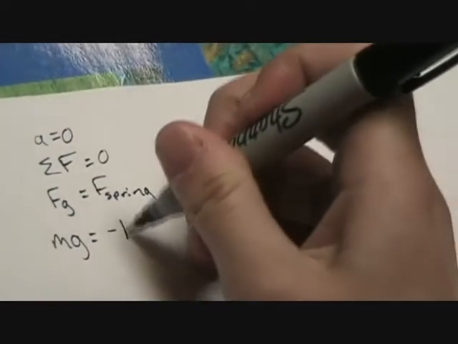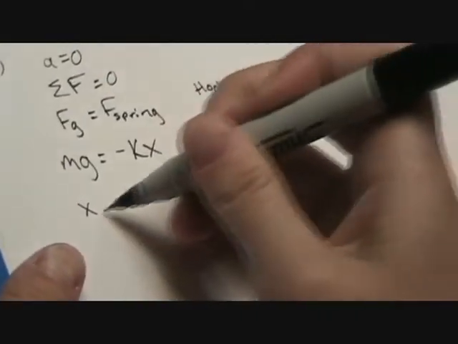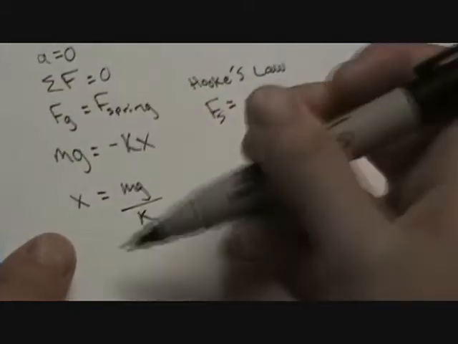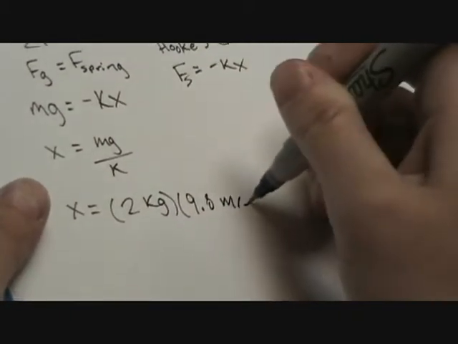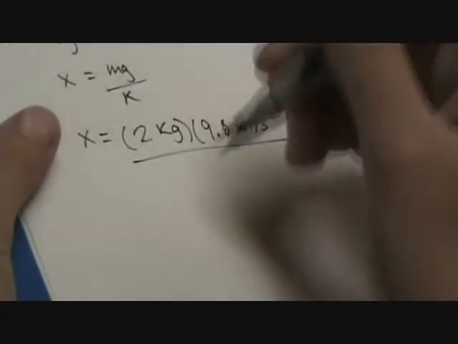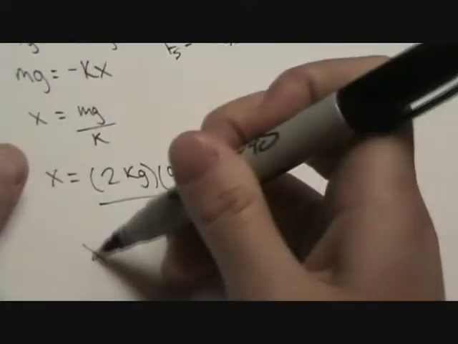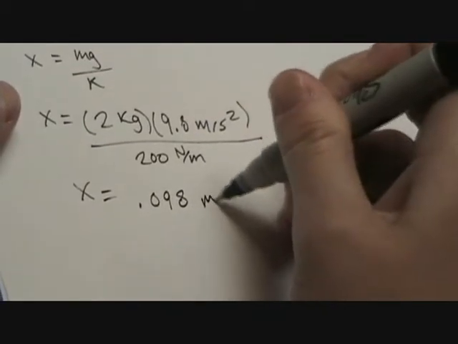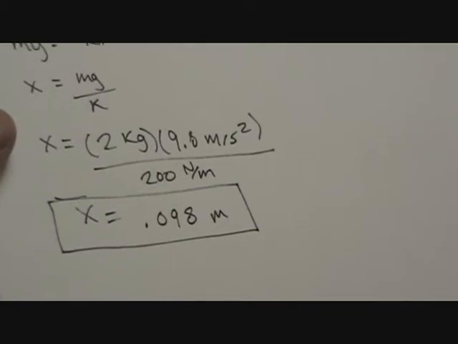So you set that equal, so mg equals kx. And then solve for x because we're solving for the distance when the velocity is maximum. So x equals mg over k. And then we're going to plug in values. So mass is 2 kg. g is 9.8 meters per second squared. And it's all over 200 Newtons per meter. And then the distance turns out to be 0.098 meters. That's when it's at a maximum velocity.